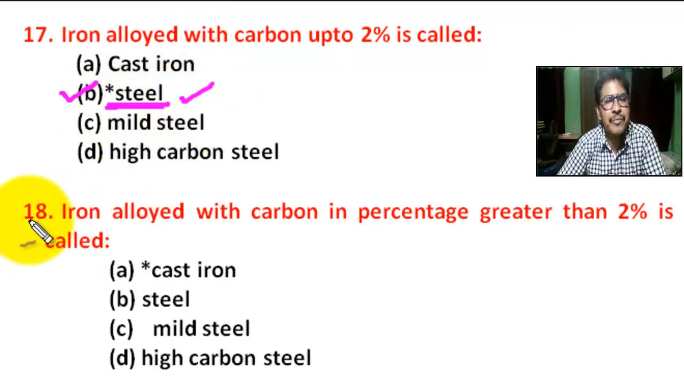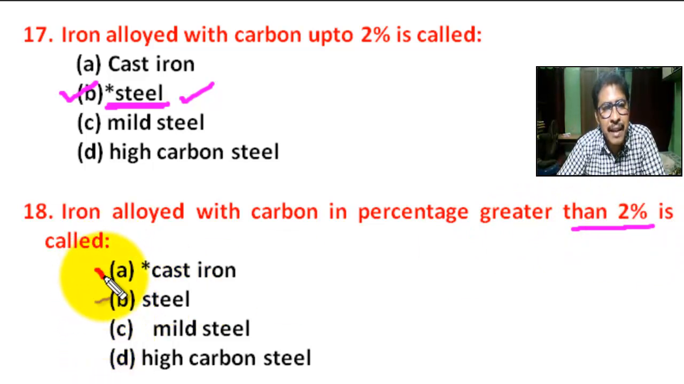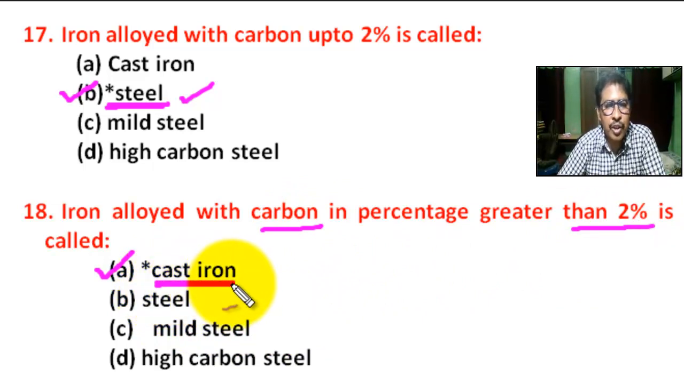Question number 18. Iron alloy with carbon percentage greater than 2% is called. There are 4 options. Correct answer is A. Iron alloy with carbon percentage greater than 2% is called cast iron.